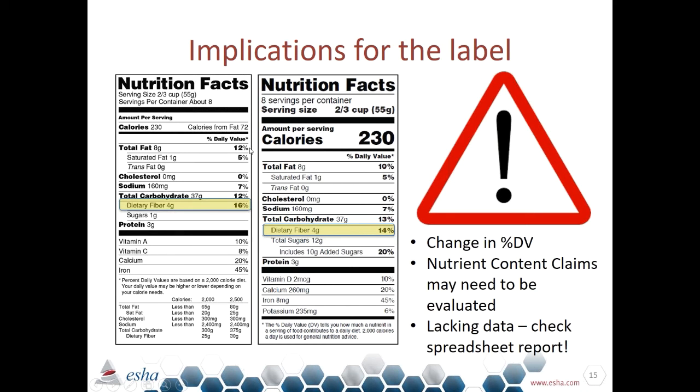Certainly take a glance at all of your daily values and understand if anything has been affected where claims would need to be reevaluated. We'll also talk later about using the spreadsheet report in Genesis to understand if we're missing any information. So it's a very good tool to understand that.